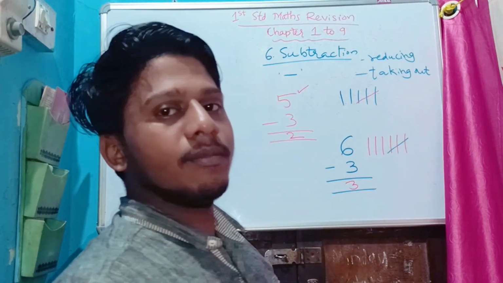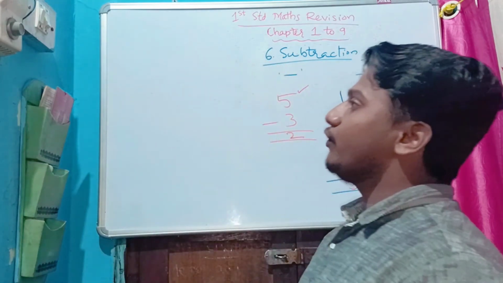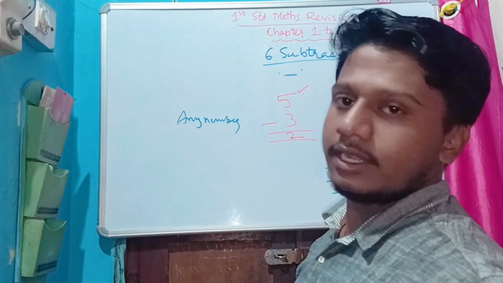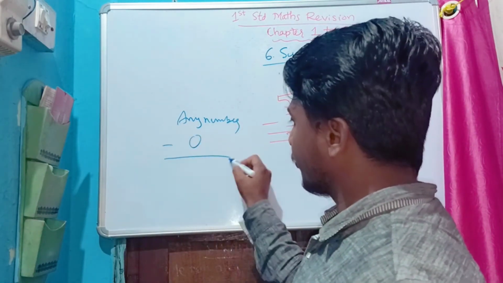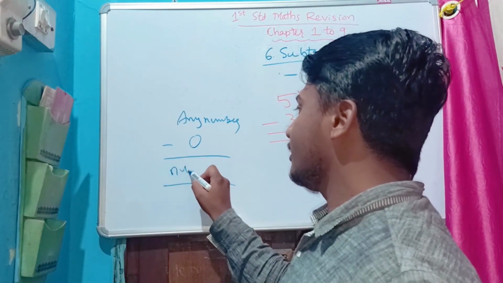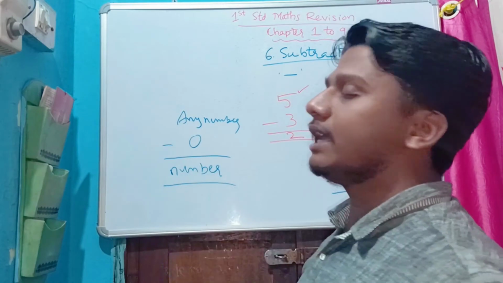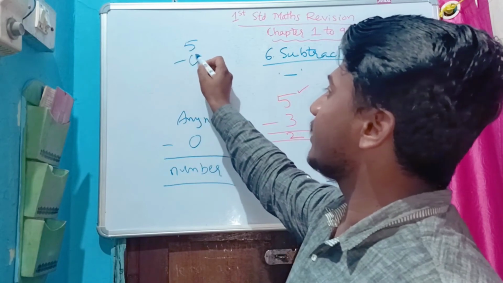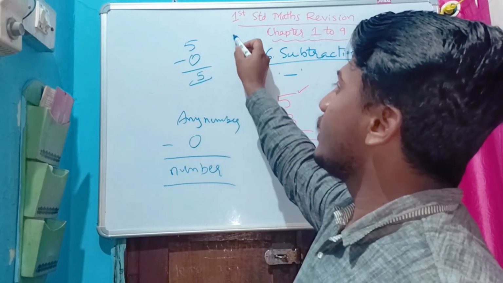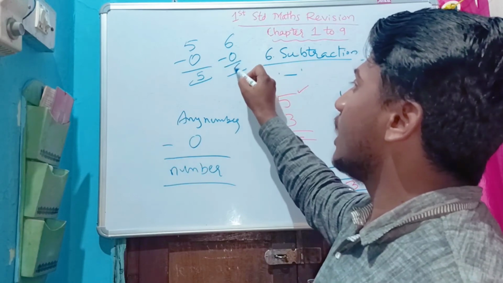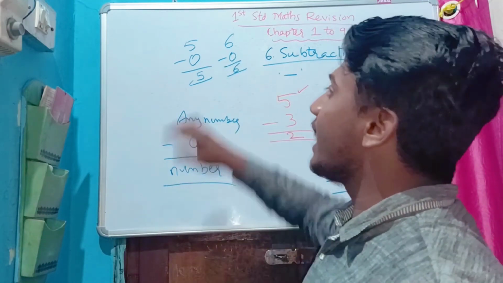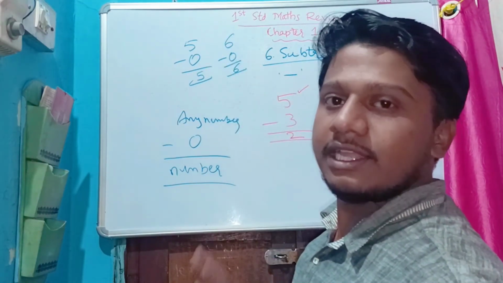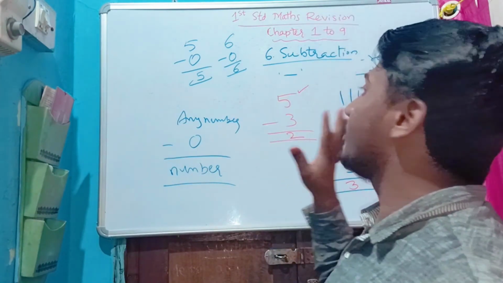Here also you have to remember one more thing. If you subtract 0 from any number, you will get the same number as the result. Clear with this? So you can say 5 minus 0, it will be 5. You can say 6 minus 0, answer will be 6. Any number subtracted with 0, the same number will be the answer. Clear with this, kids? So this is all about subtraction.